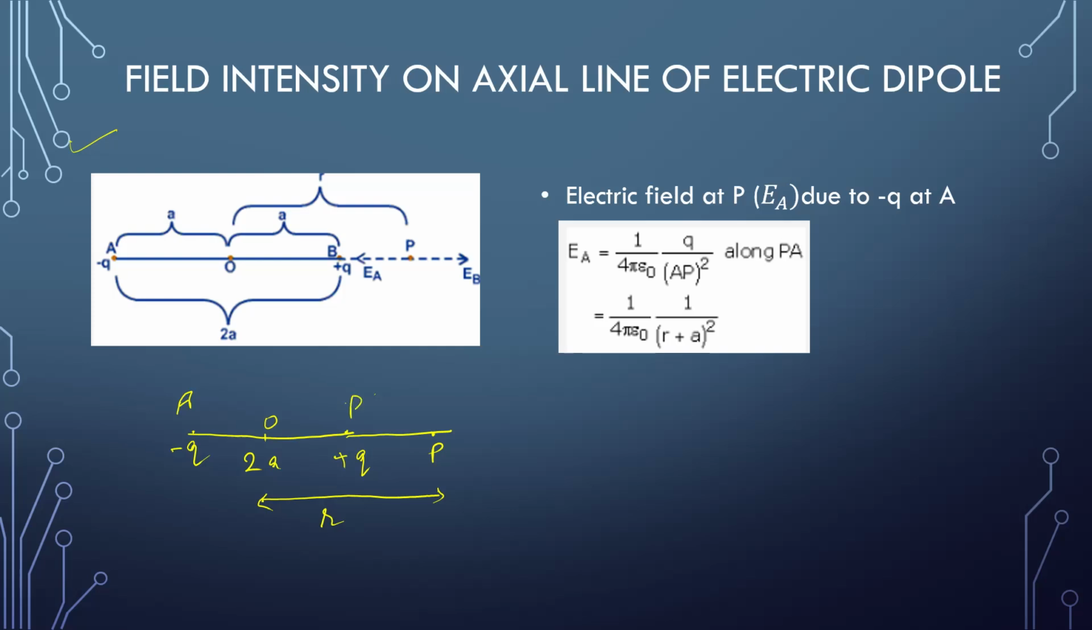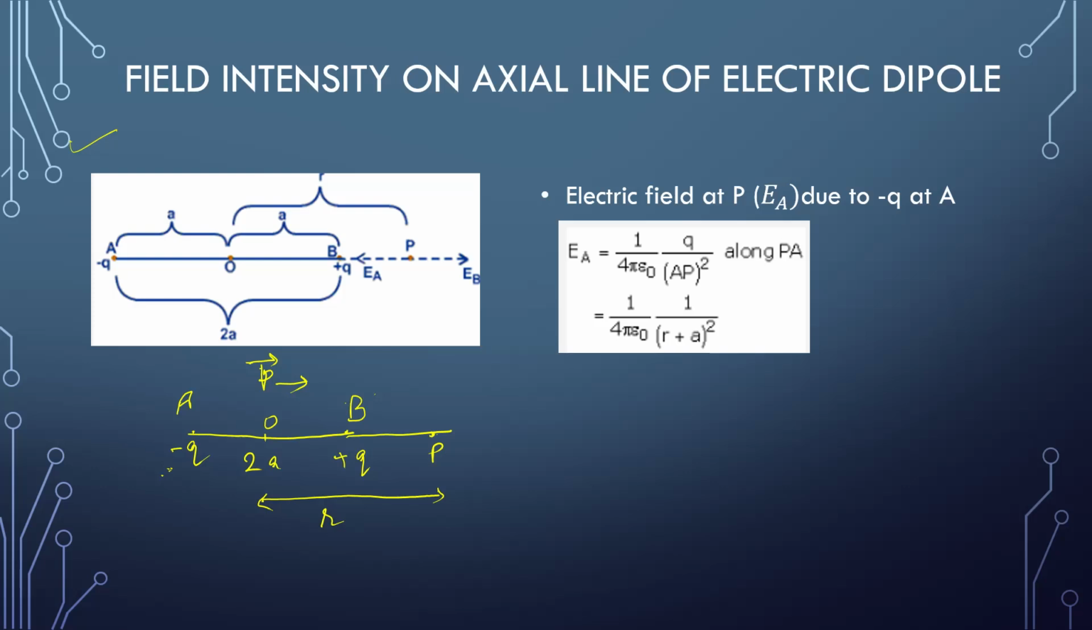Let us say this point where minus q is placed is A, and the point where plus q is placed is, let's say, B, and small p is nothing but the dipole moment vector. It is directed conventionally from negative to the positive charge. Now we have to find out what is the field intensity at the point P due to this minus q charge at A.